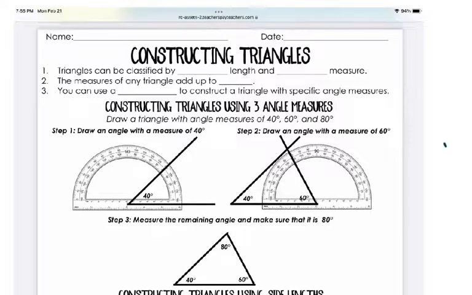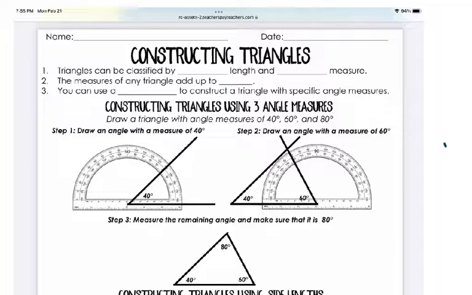Hey guys, today we're going to learn how to construct triangles. First of all, if you would like to go ahead and follow along with me in your notes, you can find these notes on page 58 in your book, and it should say Constructing Triangles More Practice at the top of your page.